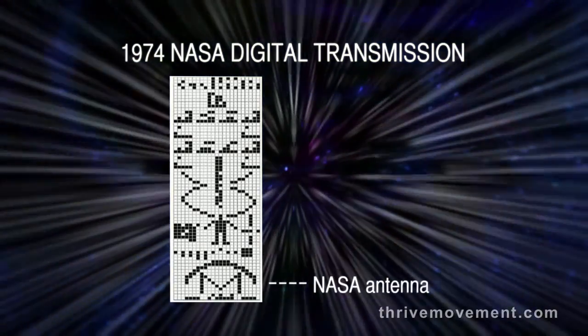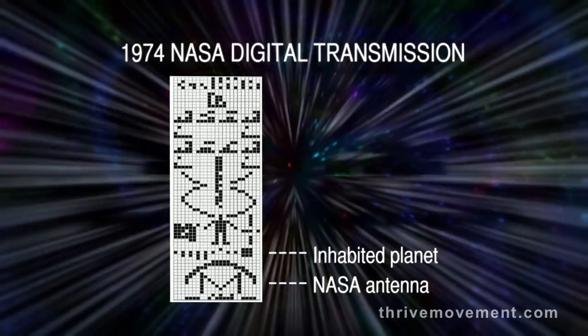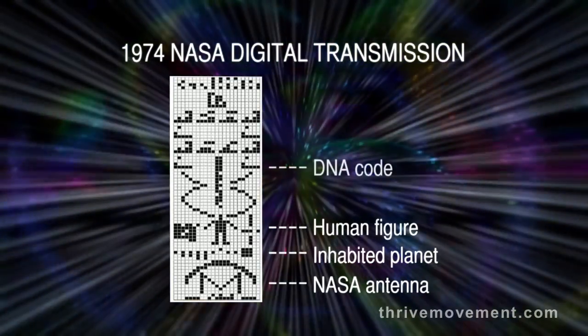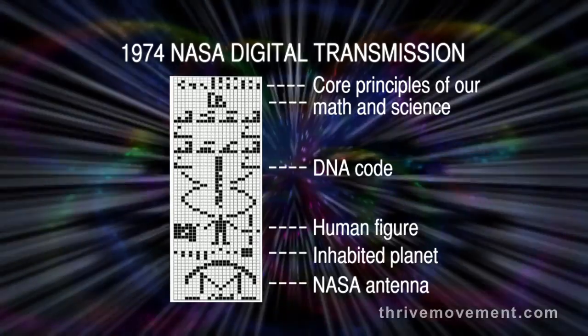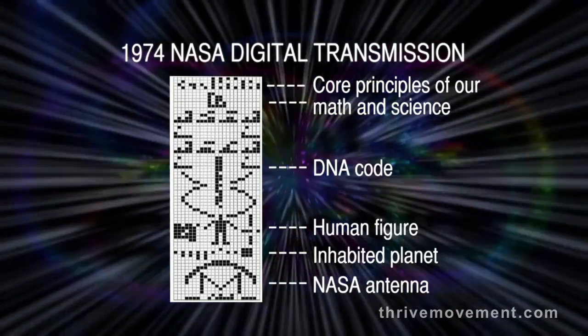The message was a radio signal depicting our planet's location in our solar system and Earth's people, in hopes that it might be received and interpreted by an extraterrestrial intelligence.